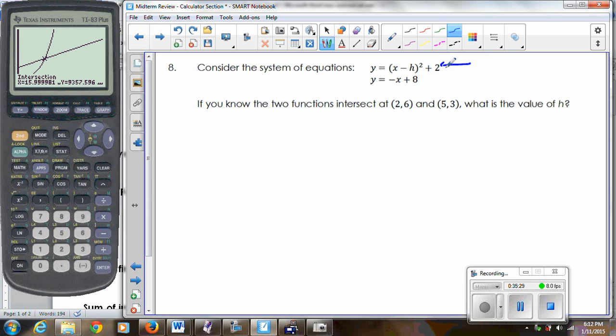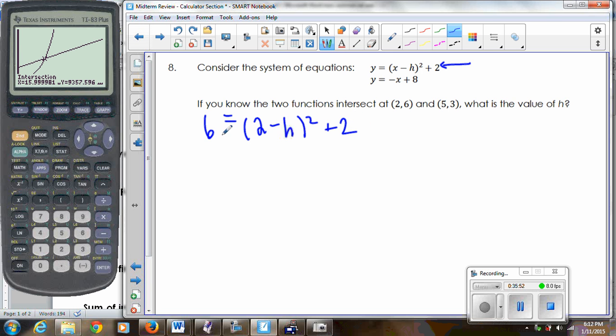I basically took this equation, and I knew that when x is 2, y must be 6, and when x is 5, y must be 3. So I just used the first equation, and I just plugged in what I knew. So for example, if I let y equal 6, then 6 must equal (2 minus h) squared plus 2.